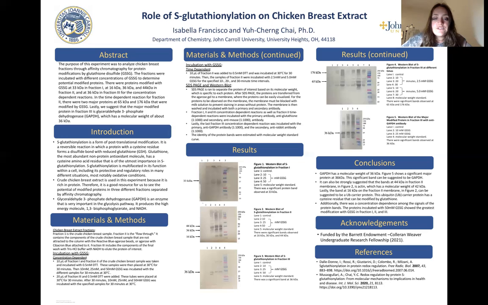Therefore, the goal of analyzing chicken breast fractions through the technique of affinity chromatography for protein modifications by GSSG was fulfilled throughout the experiment, and some of the protein bands, most notably GAPDH, were identified.